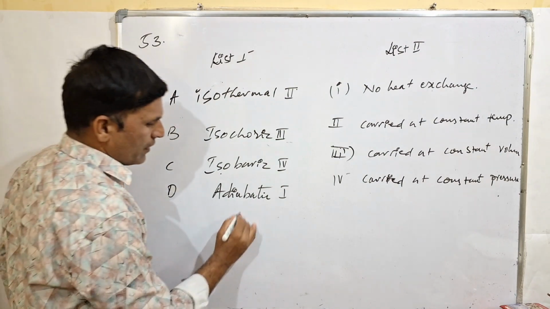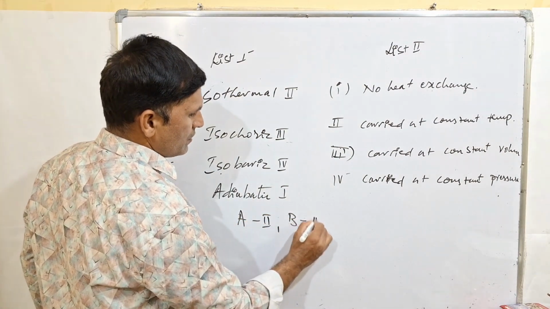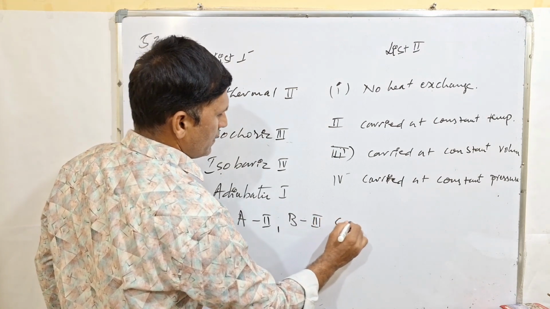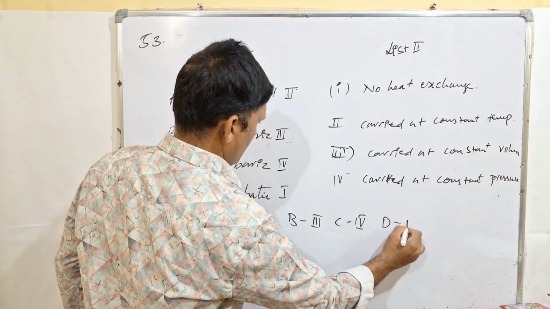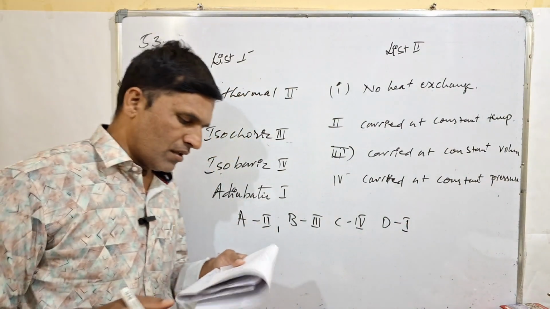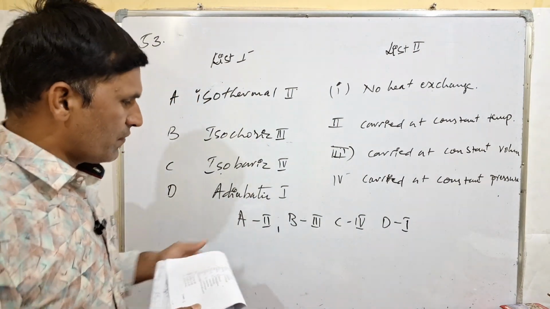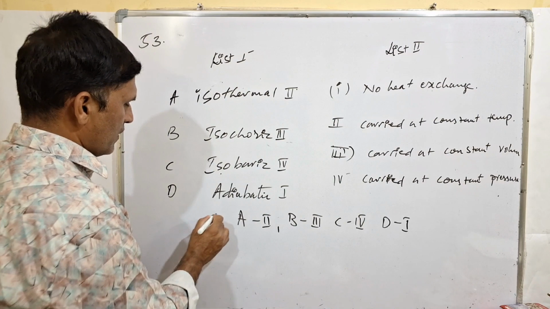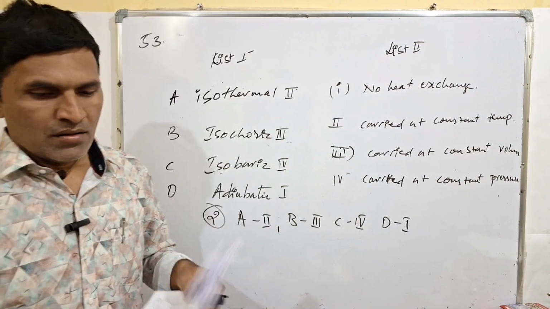So A to 2, B to 3, C to 4, and D to 1. This is your right option, and in the given question paper, it is the second option where you are going to find this answer. Okay, let us move on to the next question.